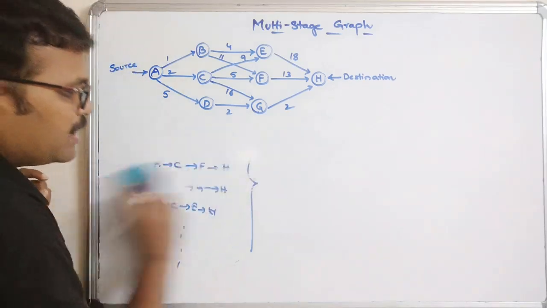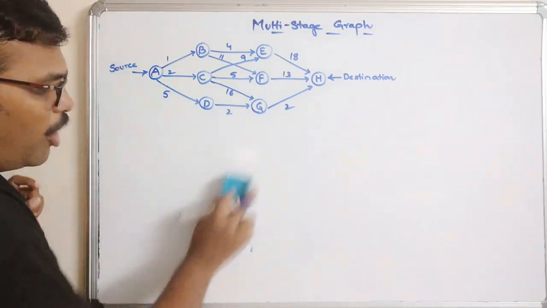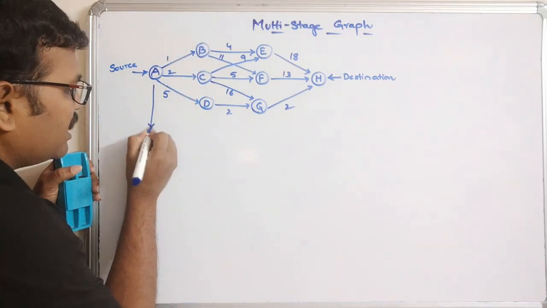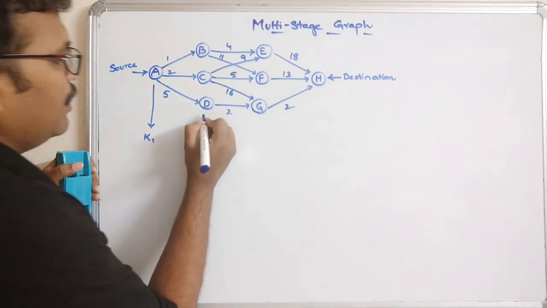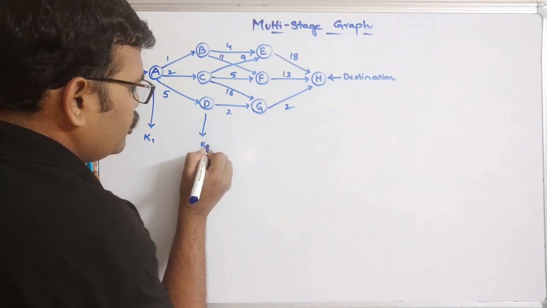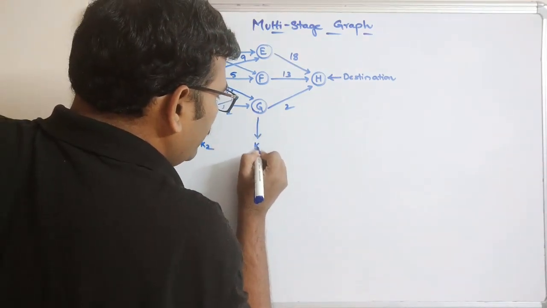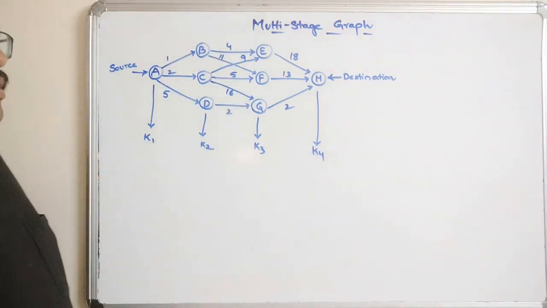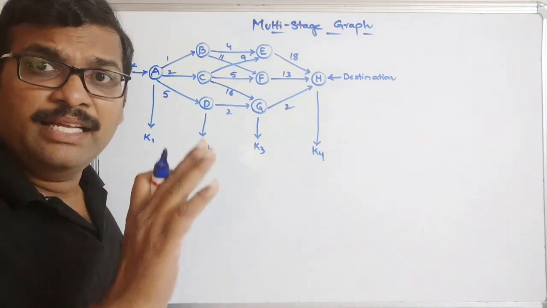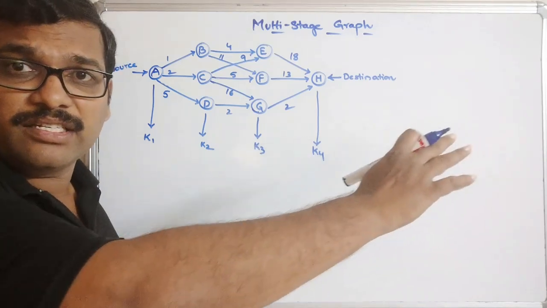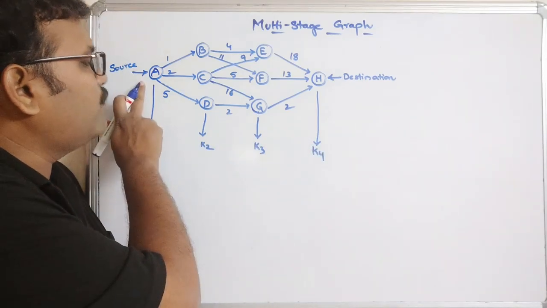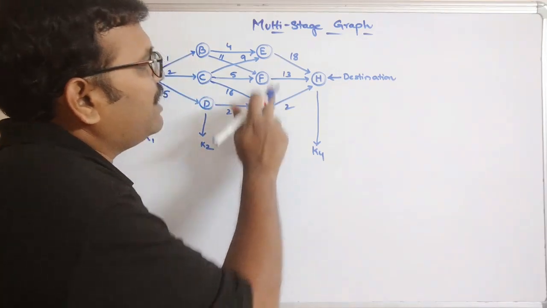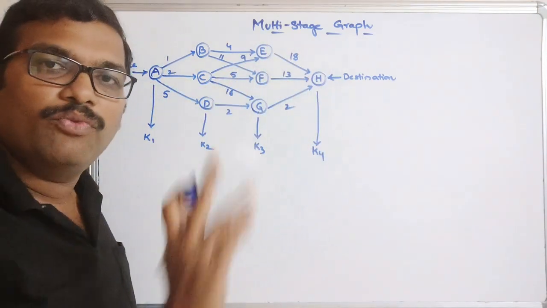Now let us check how many stages we have. Let us assume this is stage 1, this is stage 2, this is stage 3 and this one is stage 4. Let us take K as the stages. So there are 4 stages. K1 has only 1 vertex, K2 has 3 vertices, K3 has 3 vertices and K4 has only 1 vertex.